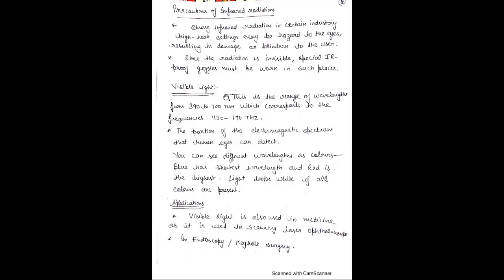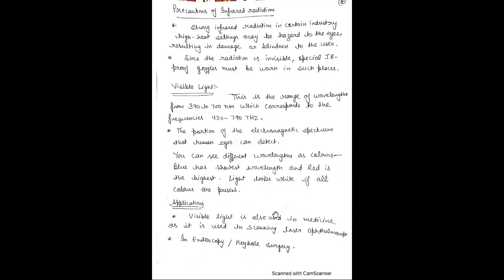Now next, it is visible light. This is the range of wavelength from 390 to 700 nanometer, which corresponds to the frequency 430 to 790 terahertz. It is the portion of the electromagnetic spectrum that human eyes can detect, can see. There are different colors in visible light. Blue has the shortest wavelength, and red has the longest wavelength.